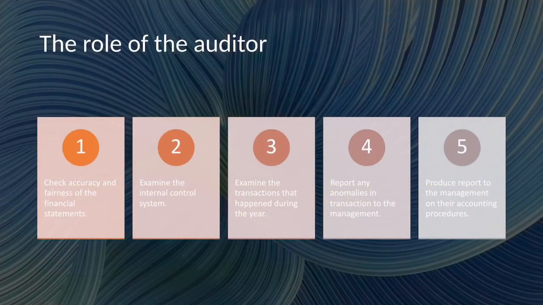So what is the role of the auditor? Let's have a discussion on that. First of all, they have to check the accuracy and fairness of the financial statements, examine that the internal control systems are operating effectively, examine the transactions that happened during the year, report any anomalies in transactions to the management, and produce a report to the management on their accounting procedures.